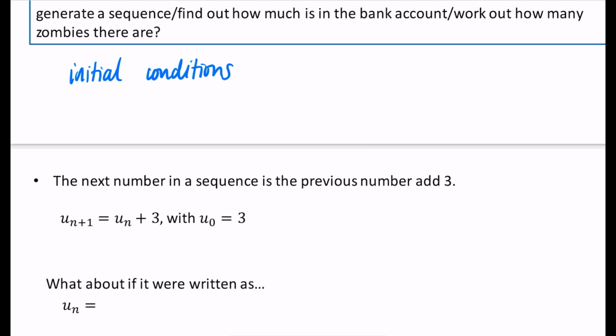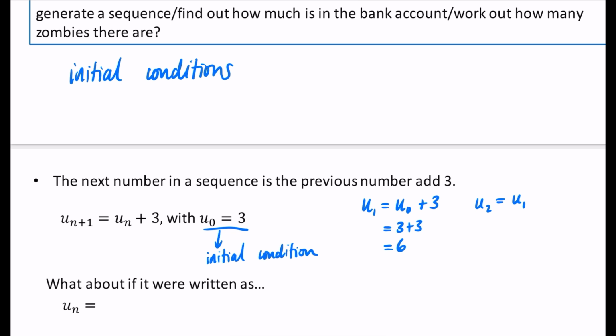And then I've got this u0 equals 3. This is my initial condition. I am saying that the first number, or the 0th number, in this is 3. So if I was going to find the next number, I could say that u1 is equal to the previous number plus 3. So it's 3 plus 3, so it's 6. And u2 is the previous number, u1, because it's 1 less than 2, plus 3. So it is 6 plus 3, so it is 9.